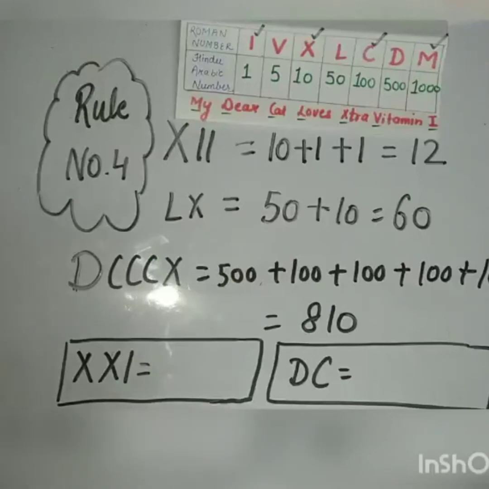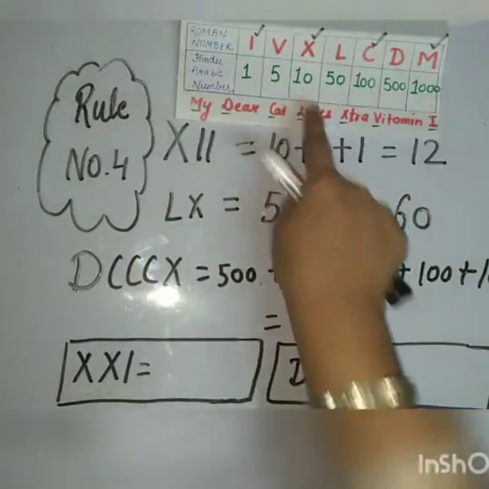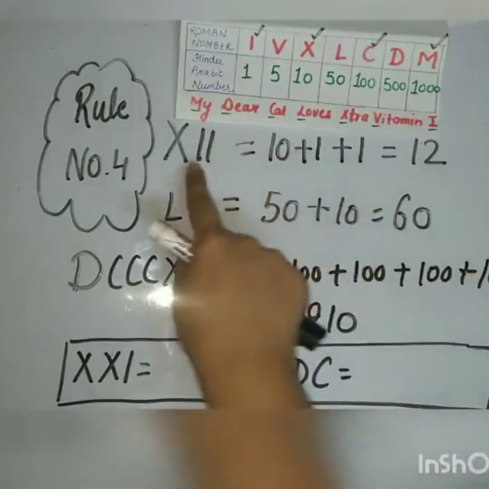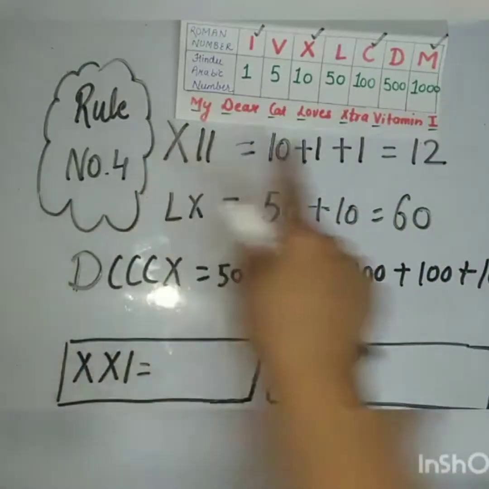Rule number 4. If a symbol with a smaller value is written on the right side of a symbol with a greater value, then its value is added to the value of the greater symbol. For example, X represents 10. X I I, 10 plus 1 plus 1 equals 12. I is the smaller value which is written on the right side of the greater value, so it will be added.